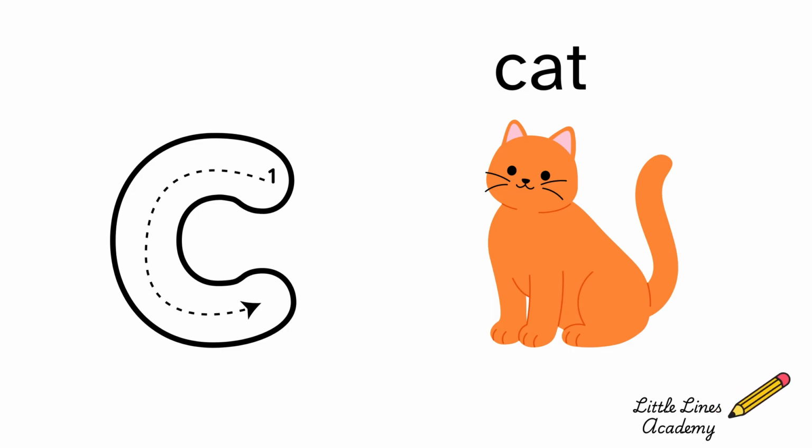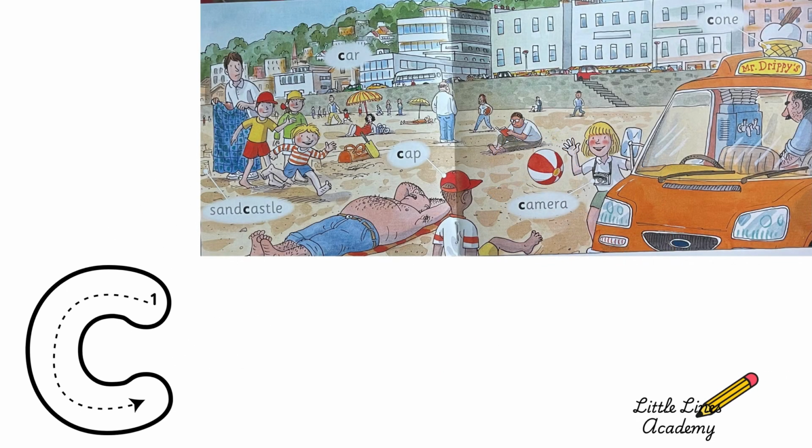This is a K cat. K cat. Great work. Now, we are outside on a sunny beach. Let's see what words have the letter C.